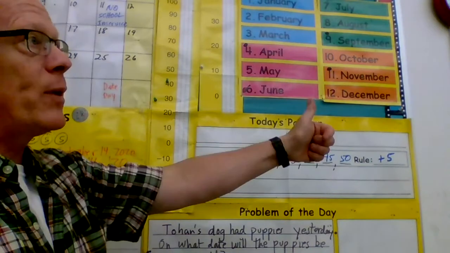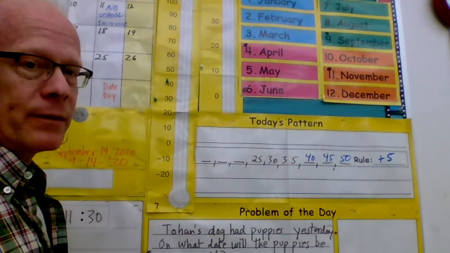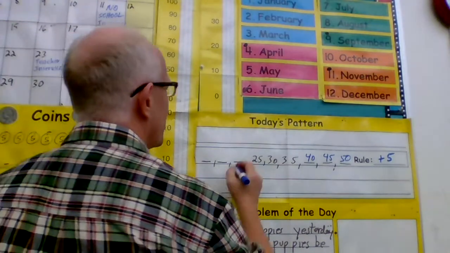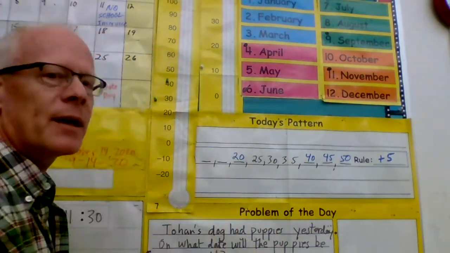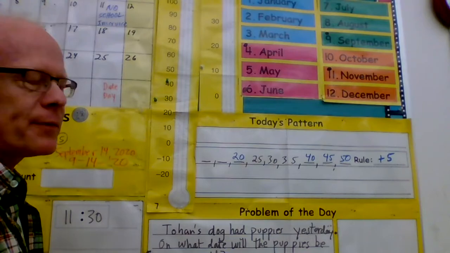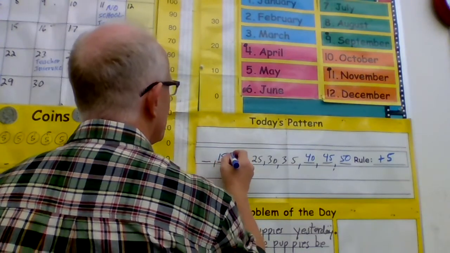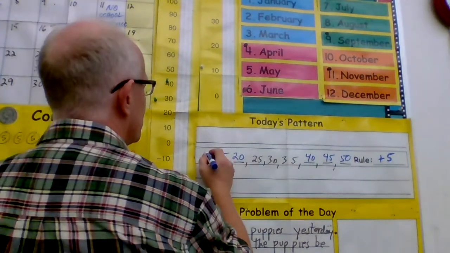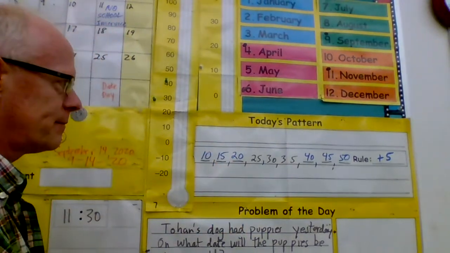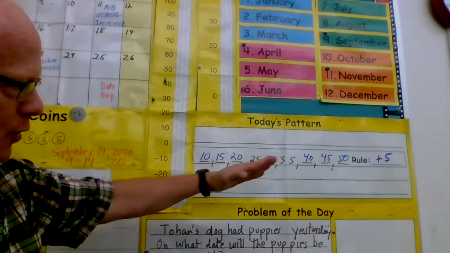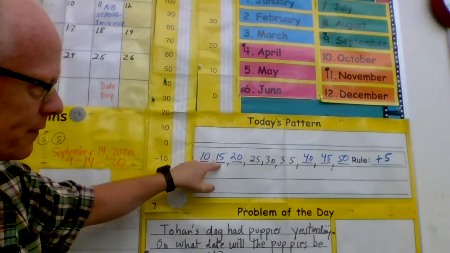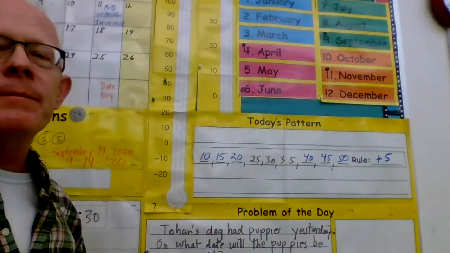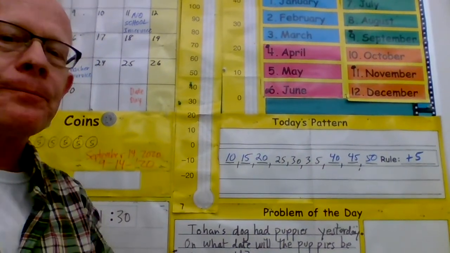So if we're adding that way, we have to subtract going this way. So what's 25 less 5 or minus 5? It's 20. And what's 20 minus 5? It's 15. What's 15 minus 5? 10. Okay? But then going that way, it all works out: 10, 15, 20, 25, 30, 35, 40, 45, 50. Good job, boys and girls.